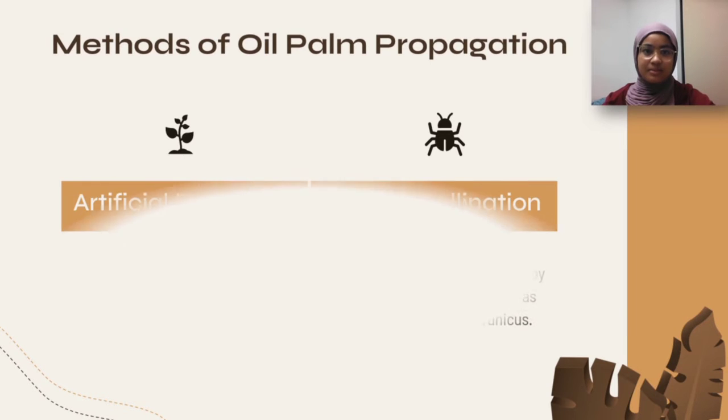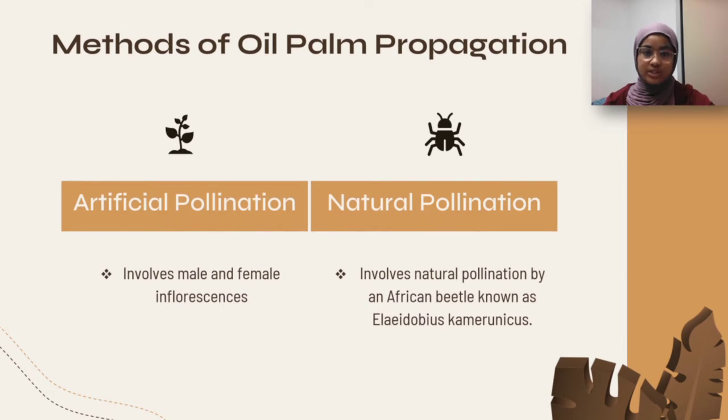Okay, the methods of oil palm propagation. So there are two methods of oil palm propagation. The first one is artificial pollination and the second one is natural pollination. So the artificial pollination involves male and female inflorescences, while the natural pollination involves pollination by an African beetle known as Elaeidobius kamerunicus.